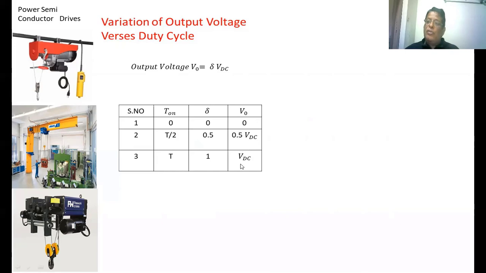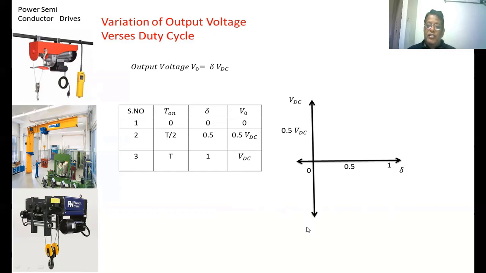You can control the output voltage below the input voltage. We call this a step down chopper also. Now on the x-axis you take the duty cycle delta, and on the y-axis you take the output voltage. At 0, the output voltage becomes 0. At 0.5, the output voltage becomes 0.5 VDC, so you are getting a point here. At 1, the output voltage becomes VDC. You join all these points, and we get a straight line.